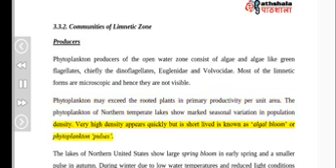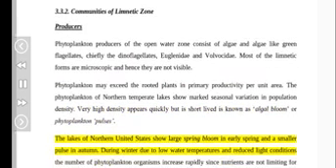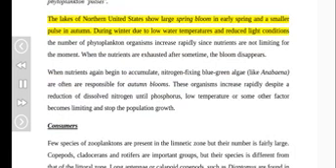Very high density appears quickly but is short-lived, and is known as algal bloom or phytoplankton pulses. The lakes of northern United States show a large spring bloom in early spring and a smaller pulse in autumn. During winter, due to low water temperatures and reduced light conditions, the number of phytoplankton organisms increases rapidly since nutrients are not limiting for the moment. When the nutrients are exhausted after some time, the bloom disappears.